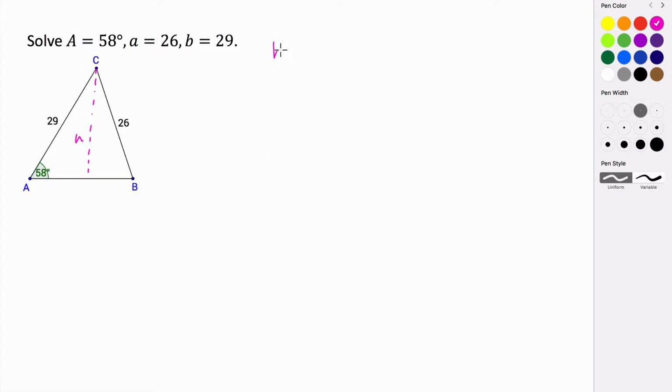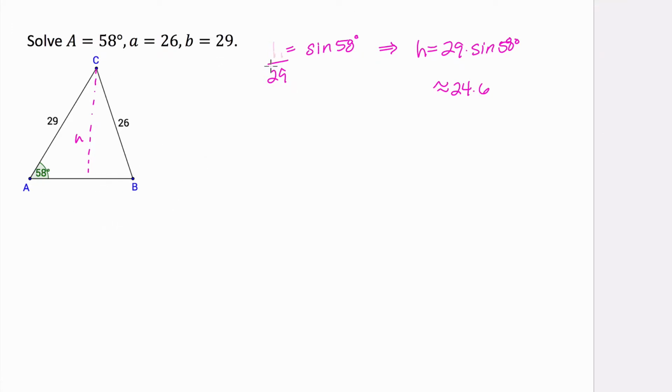The height, we can use the sine. We can say the sine of 58 equals the height over 29, which means that the height is just 29 times the sine of 58 degrees. And if you were to plug this in, you'd get that this measure is about 24.6 units. And so the opposite side is greater than the height, but is less than this side, meaning we're going to have two triangles. We're going to be dealing with two triangles in this situation.